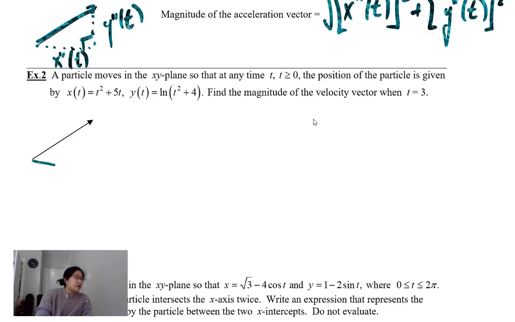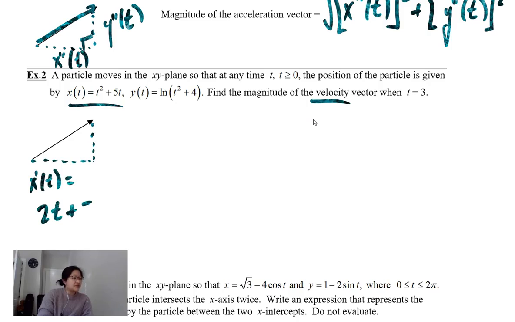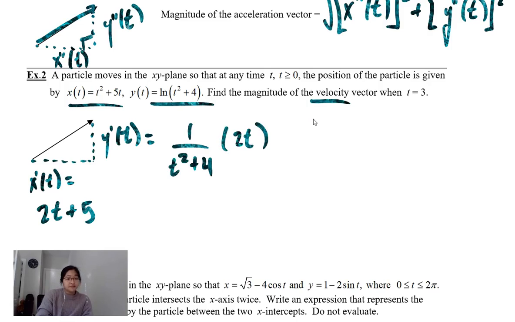So it helps to draw a little triangle. I feel like there's a lot of little triangles that happen in this course. So when we're looking at our x component and the magnitude of velocity, we need x prime, which is going to be 2t plus 5, and then y prime, which is what, 1 over t squared plus 4 times 2t. And so if we're looking for the magnitude of velocity, then what's that? What's the speed? Speed at time t equals 3.